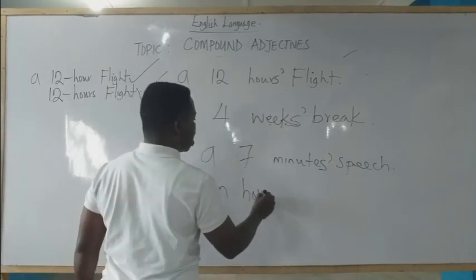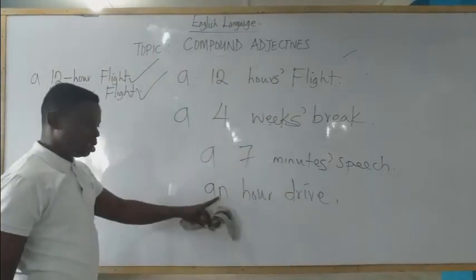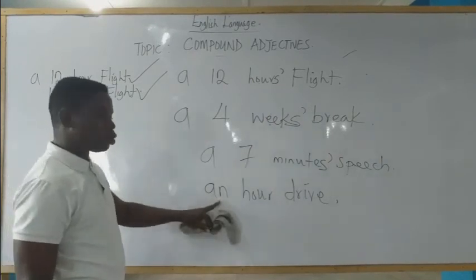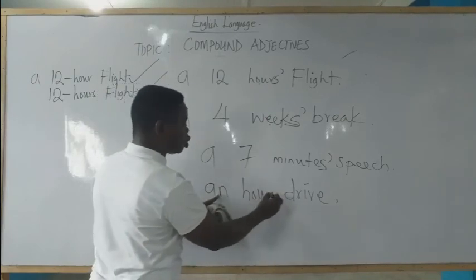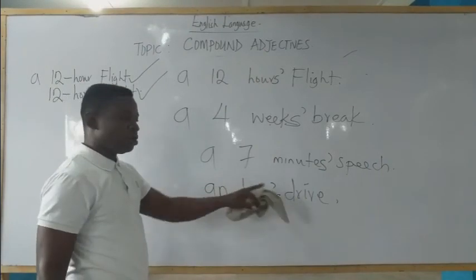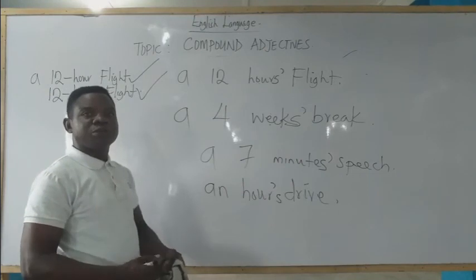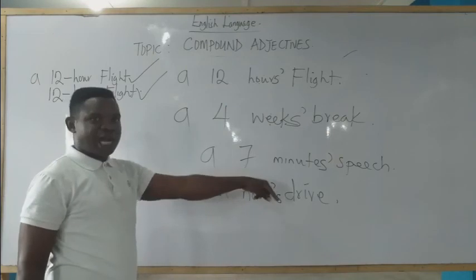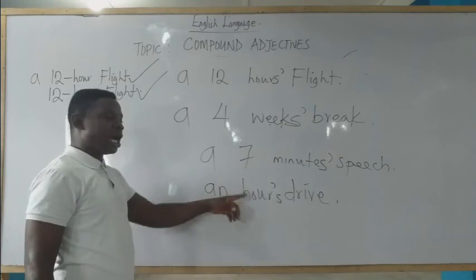But look at this. An hour drive. An hour drive. An is a singular word, an article, showing singularity. Since an is singular, the noun too must reflect singularity. It should be an apostrophe with S. So what's this? An hour's drive. Yes. The journey from Lagos to my village is just an hour's drive.